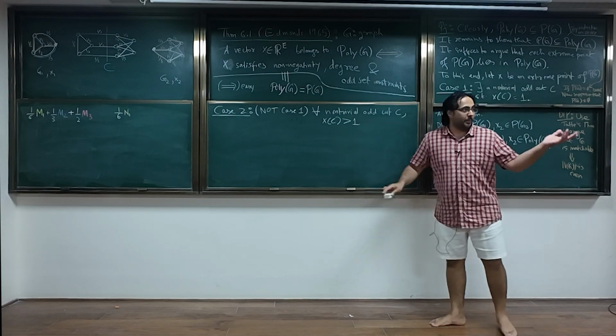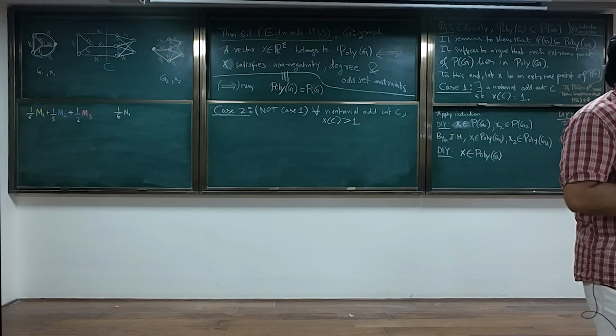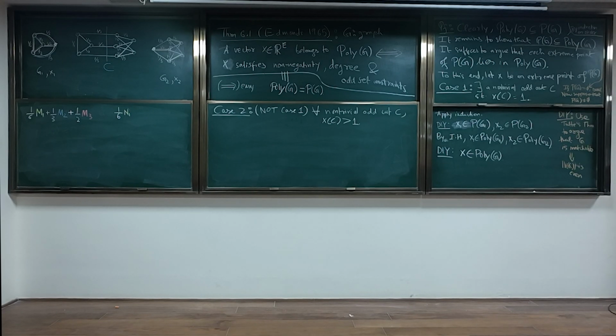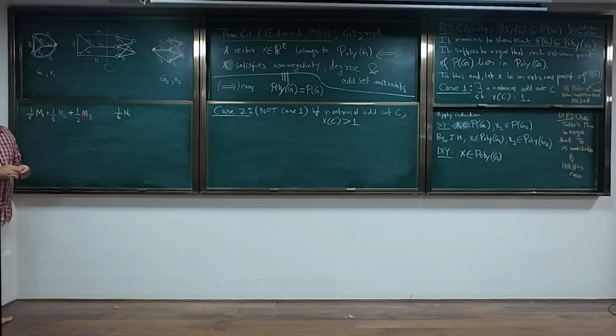Now the question is, what about the perfect matching polytope? Can you have the same point written as two different convex combinations? Anyway, that's beside the point. So now try to see if you can finish this. If you can finish it, let me know.